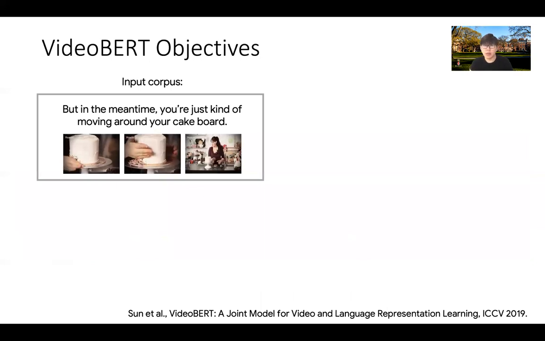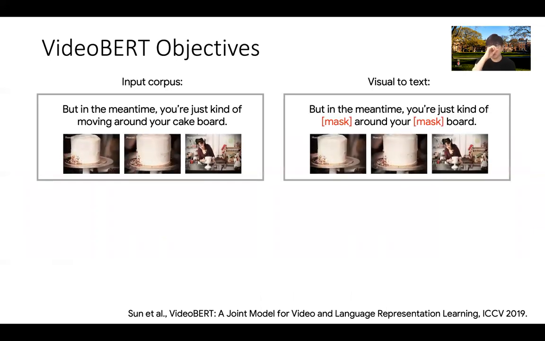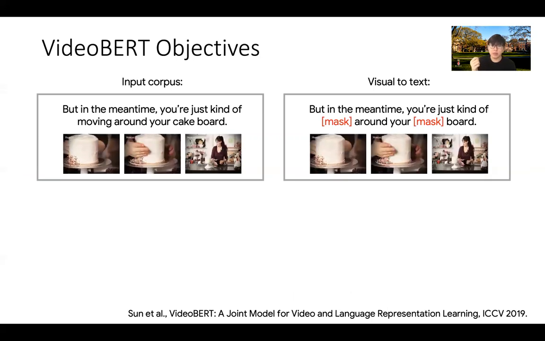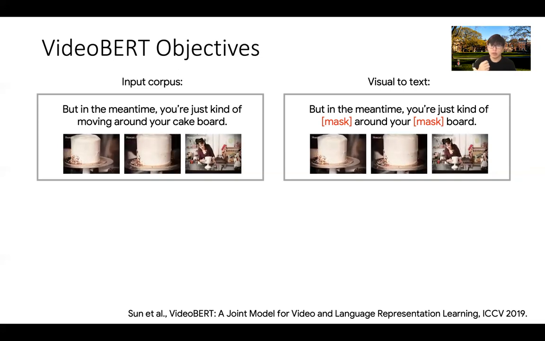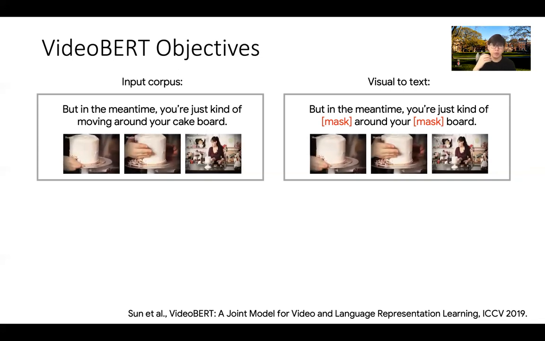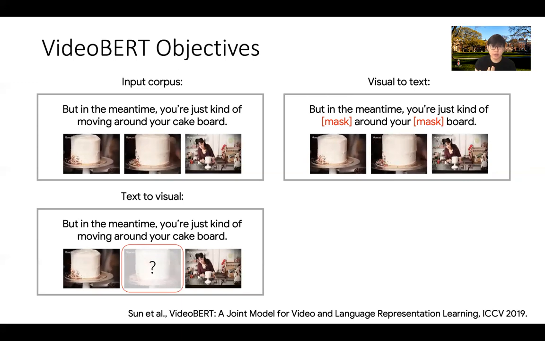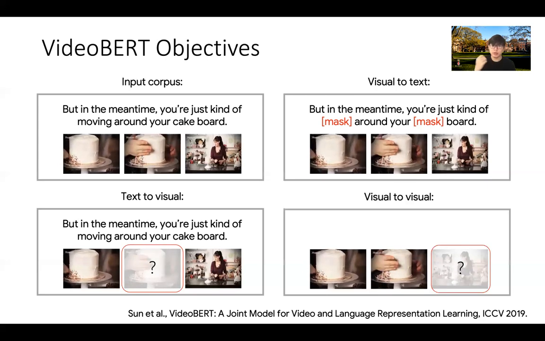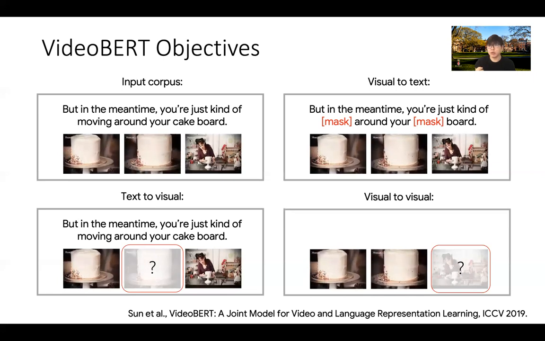Given the corpus, our training objectives are very similar to those of BERT. That is, we want to establish cross-modal dependencies by masking out text tokens, such that to fill in the blanks, the model needs to understand not only the language context, but also the visual context, like there's a cake in the middle frame and the action is moving around. Both visual cues are helpful to fill in the blanks. And we can do the reverse, given the visual and textual context, predict the missing visual frames. And we can also just do visual-to-visual prediction, which implicitly captures the temporal dynamics of video.